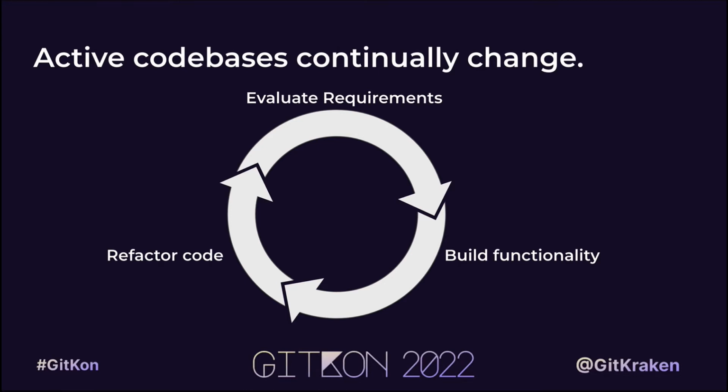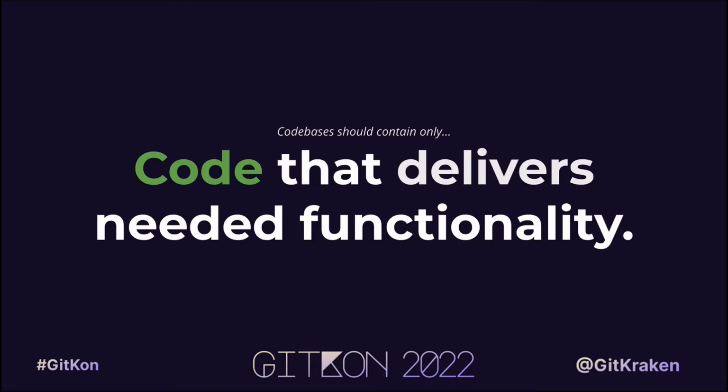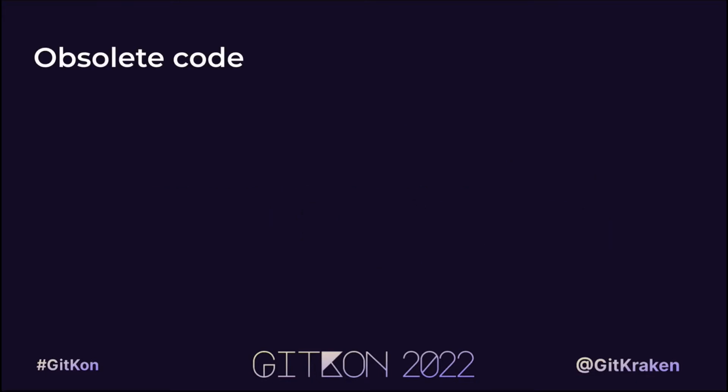Now, as you're making these changes, what you're going to come to find out is that in most code bases, what they should contain is only the code that delivers that needed functionality. The only thing that should be in your code base is what meets those needs and delivers that functionality and meets those requirements, and nothing more. Well, what else could a code base contain other than code that delivers functionality? It can contain obsolete code.